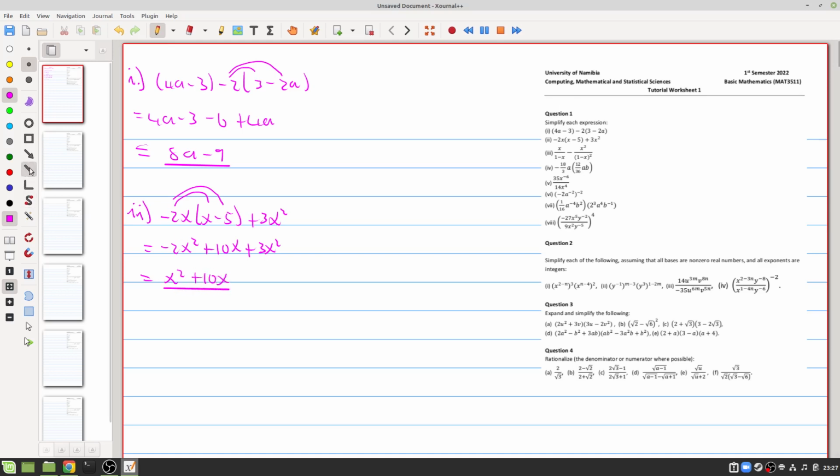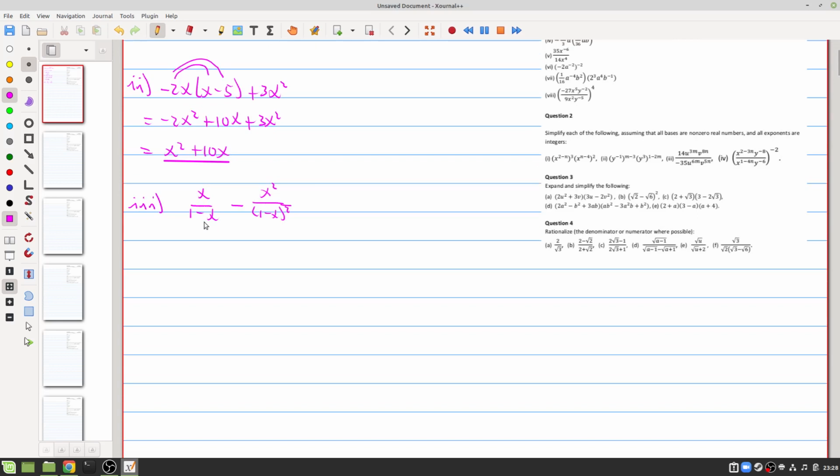So a fairly straightforward first tutorial here, just recapping on some of the basics from high school. Third question, we've got x over 1 minus x, minus x squared over 1 minus x squared. So x squared over 1 minus x all squared.